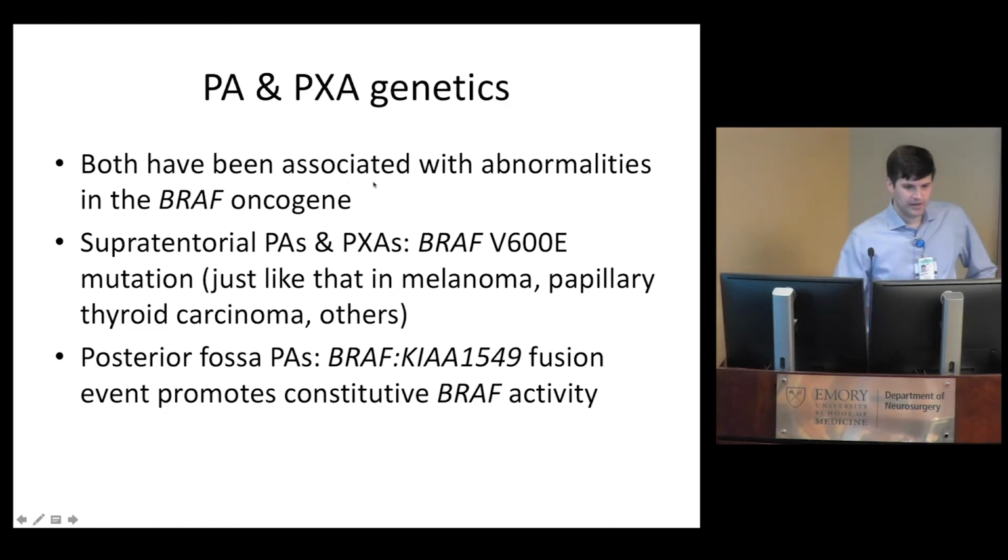So the genetics of a lot of the low-grade gliomas, the thing that we talk about primarily is BRAF. Supratentorial pilocytics and pleomorphic xanthoastrocytomas will show a BRAF V600E mutation quite commonly. And PAs in the posterior fossa and down in the spine typically have a fusion protein of BRAF and KIAA1549. Either alteration produces constitutive BRAF activity, which is the likely driver for why these things become tumors.